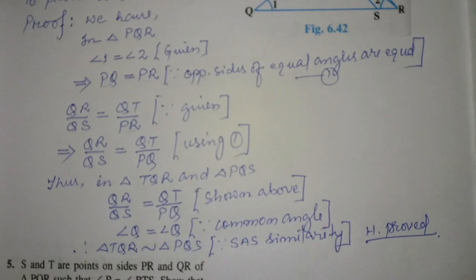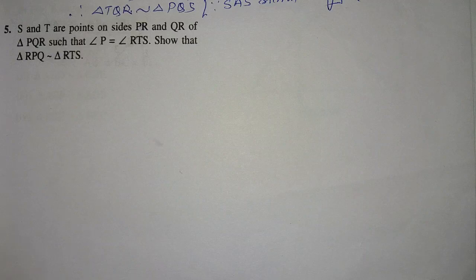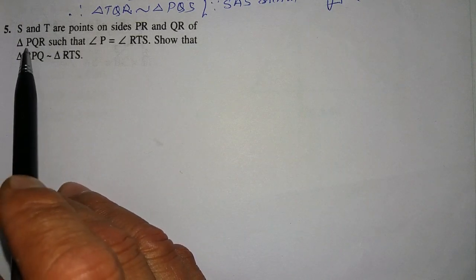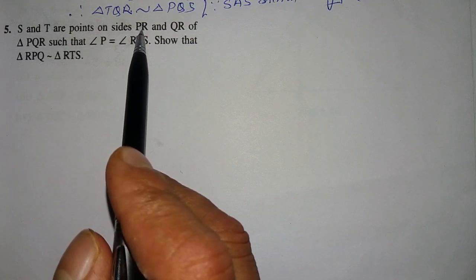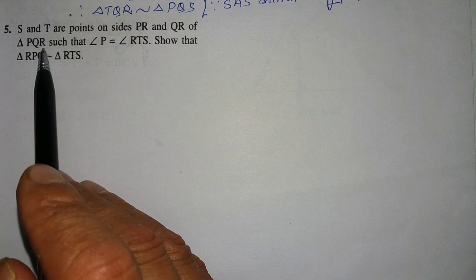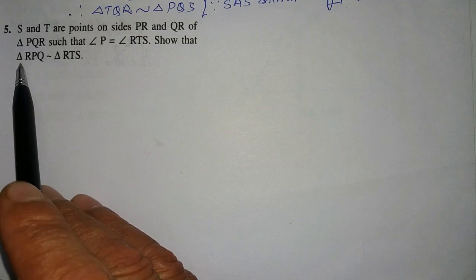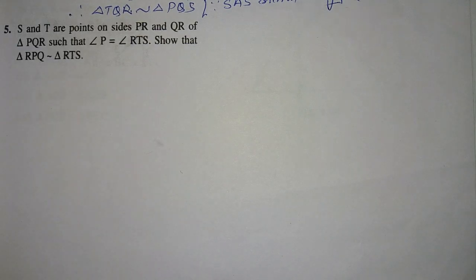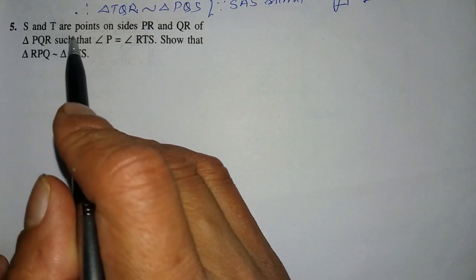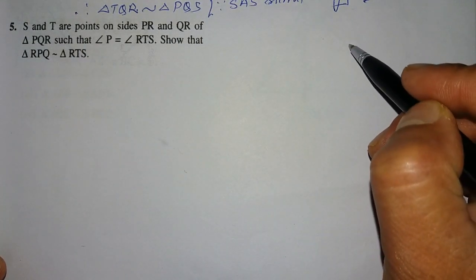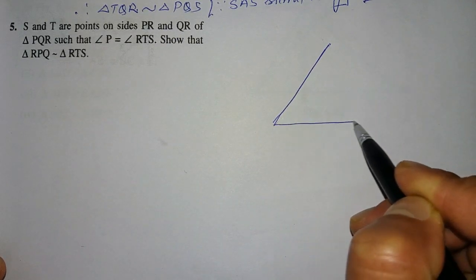Now let's see the next question, that is question number 5. S and T are points on side PR and QR of triangle PQR such that angle P is equal to angle RTS. Show that triangle RPQ is similar to triangle RTS. Let's draw the figure for this. S and T are points on sides PR and QR of the triangle PQR respectively. Okay, so let's draw a triangle here.